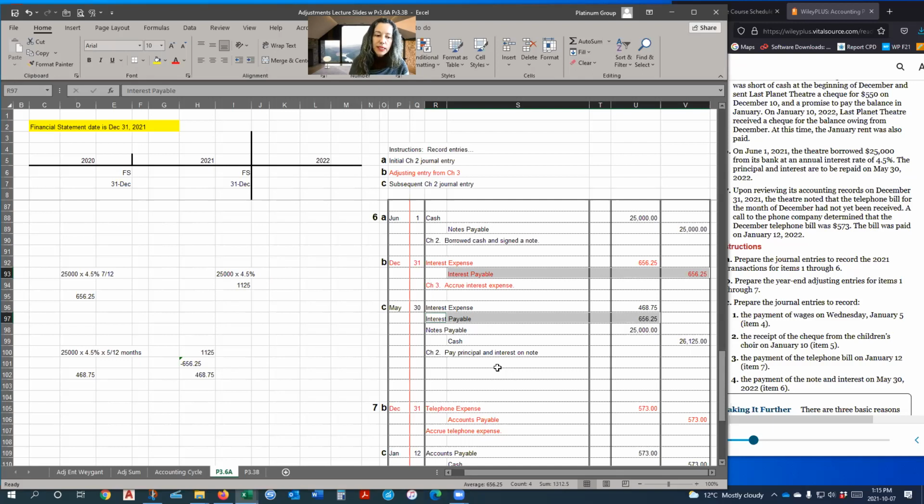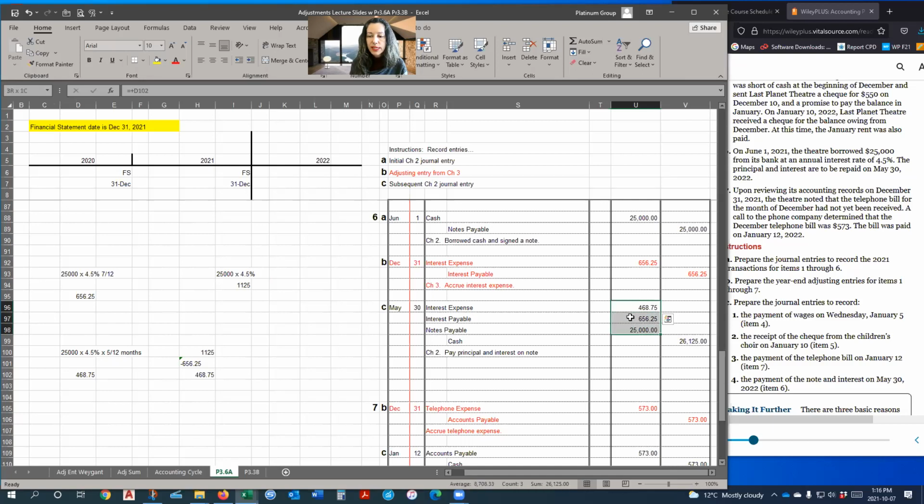And then what we've got now is interest from January to the payment date, end of May, year 2. So January, February, March, April, May, 5 months. If we take 24,000 times 4.5% times 5 of 12 months, we get $468.75. So the interest expense for 2022, the second year, is $468.75.